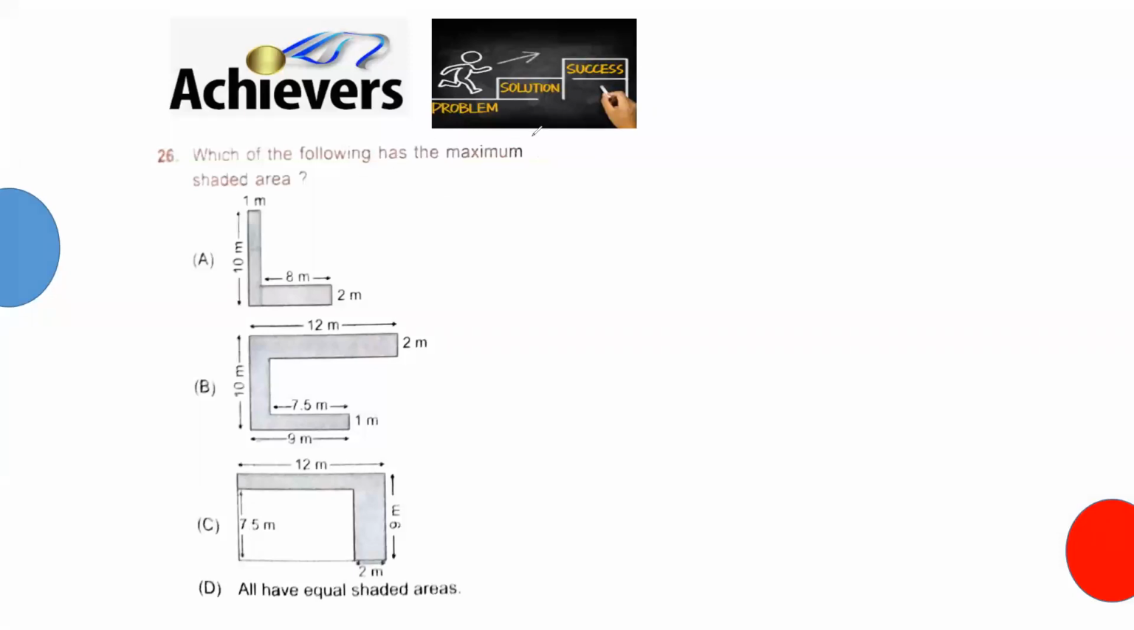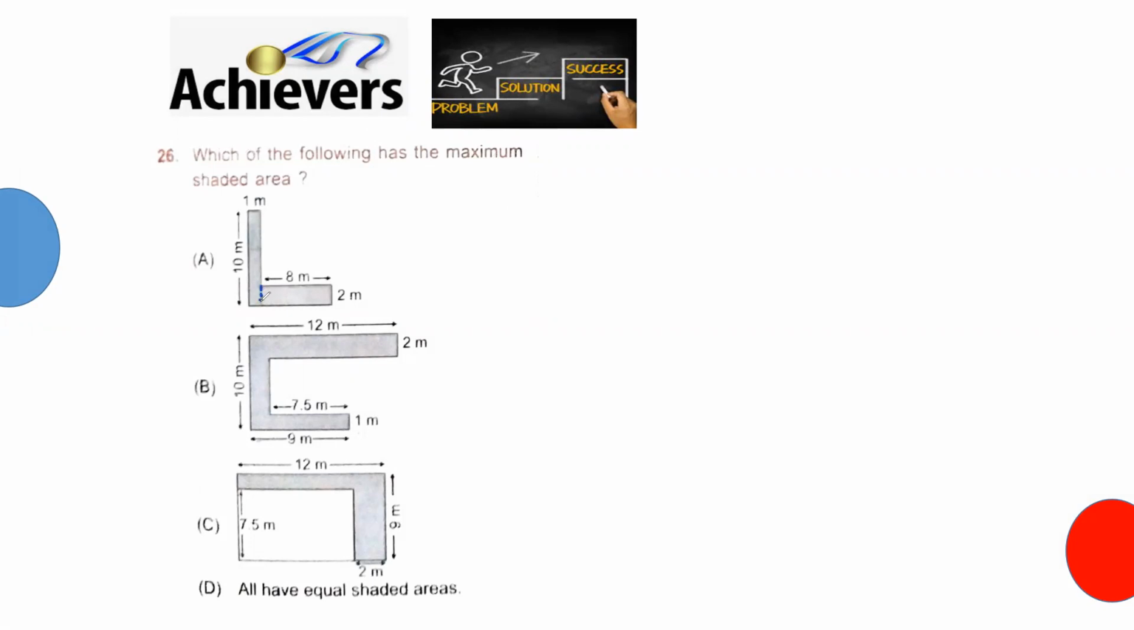Now we are into the achiever section of the question part, where we have to score high marks. I'll suggest whenever you go for the exam, in an exam situation you should solve the achiever section first, then it will be more handy. And if you do it very nicely, you can easily fetch good marks. Now see, which of the following has the maximum shaded area?